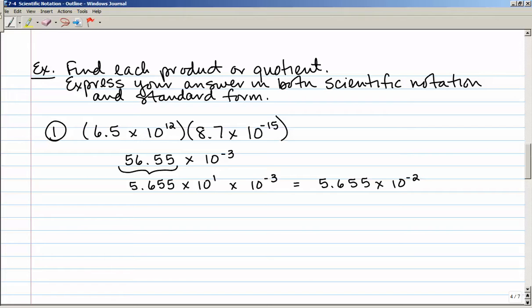Another way to think of this is, given my original answer here, in moving this decimal point to the left, which I had to do to get this answer down here, I divided by 10, so I have to multiply by 10. Multiplying this times 10 to the 1 is going to give me 10 to the negative 2. Writing that in standard form, I need to move the decimal point 2 places to the left, so it's going to give me 0.05655. So there's my answer in both scientific notation and standard form.